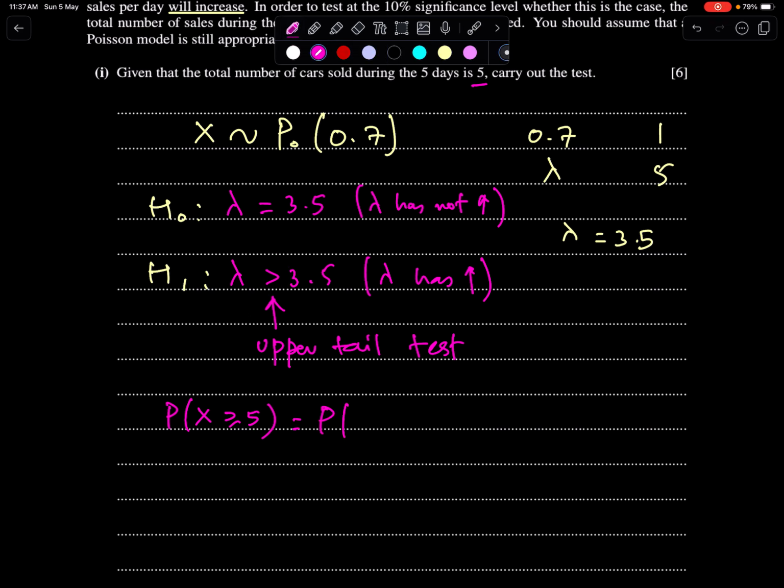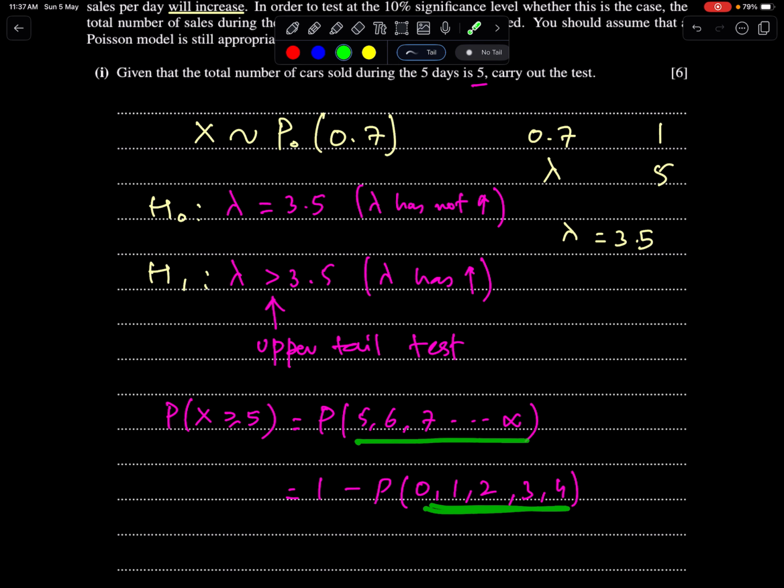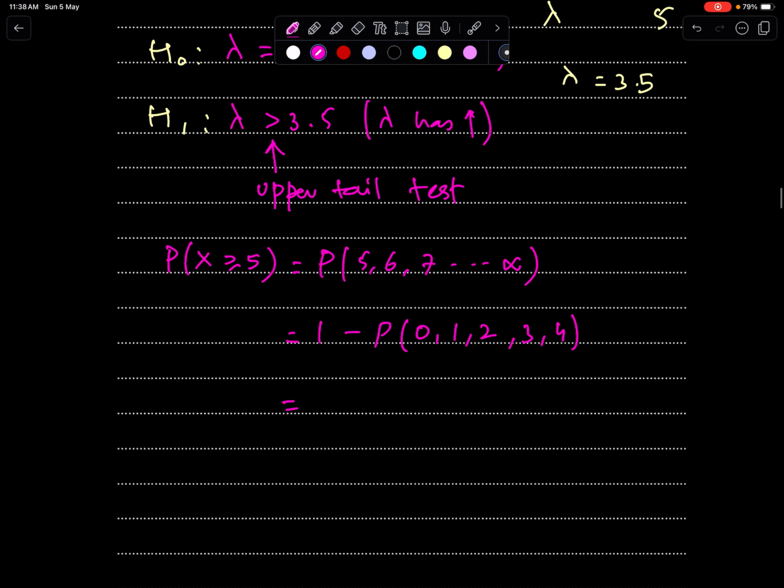So we need a probability of 5, 6, 7 till infinity. And you all know in Poisson we do this in this way. 0, 1, 2, 3, 4. The numbers which are not in this list, we write here those numbers which are not in this list. So 0 to 4 inclusive. So 1 minus e power minus 3.5. For 0 write 1, for 1 write 3.5, for 2 write 3.5 power 2 over 2 factorial, then 3.5 cube over 3 factorial, and then 3.5 power 4 over 4 factorial.